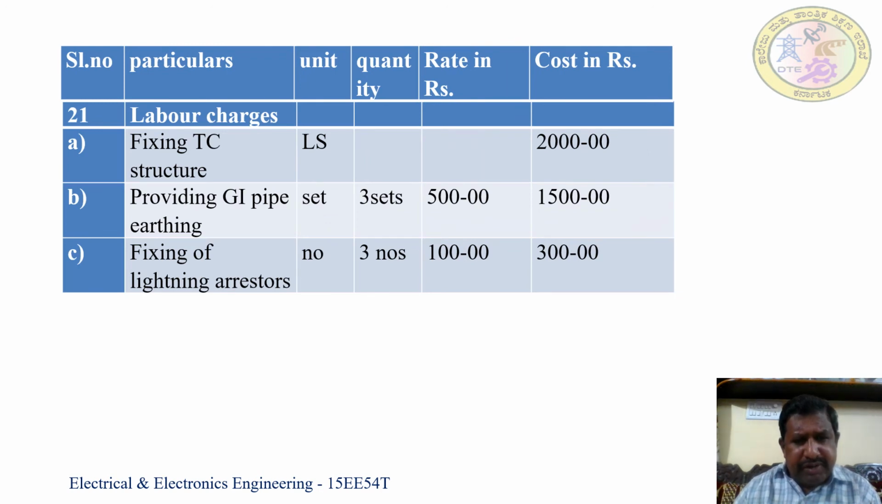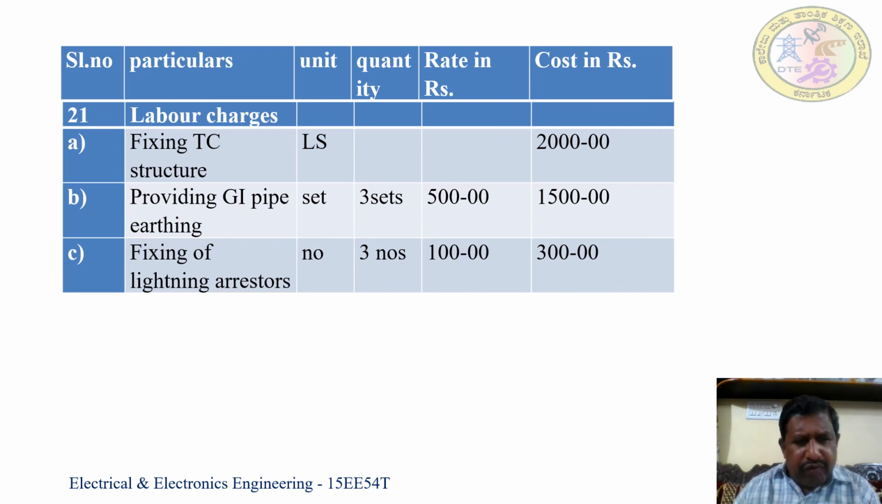Next item is labor charges. The first one is fixing of TC structure. The unit is lump sum. Cost is 2000. Next, providing GI pipe earthing. The unit is in set. Quantity 3 sets. Rate is 500 per set. And the total cost is 1500.